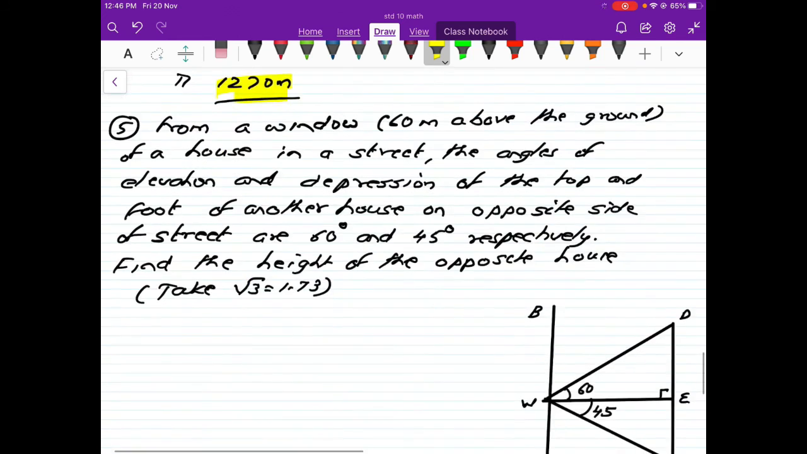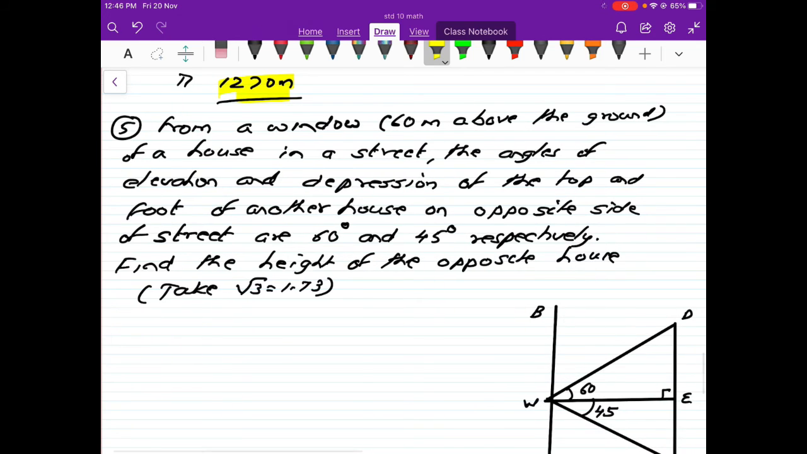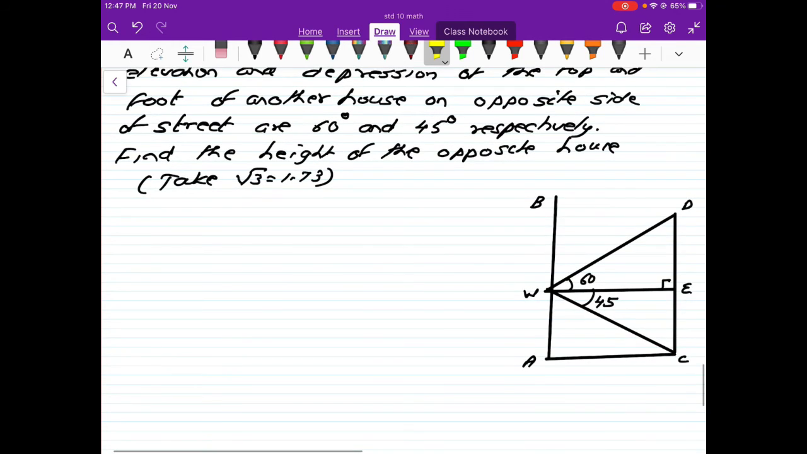Now we'll do one more sum. From a window 60 meters above the ground of a house in a street, the angles of elevation and depression of the top and foot of another house across the street are 60 and 45 degrees. So we have to find the height of the opposite house.